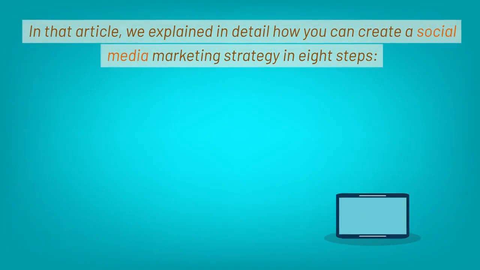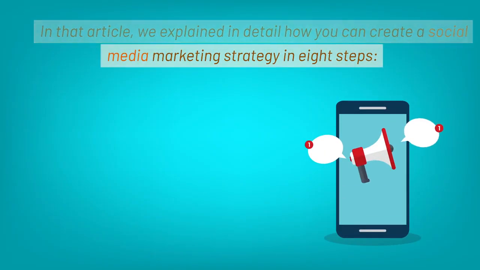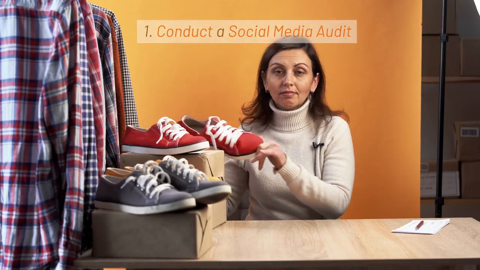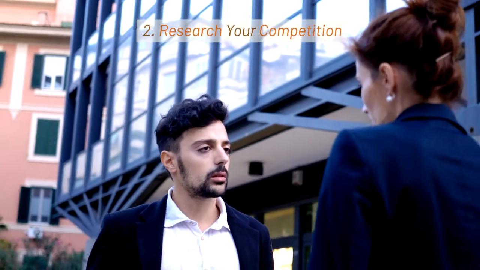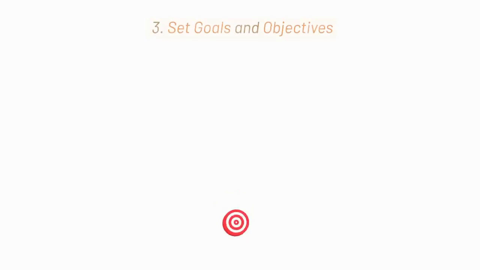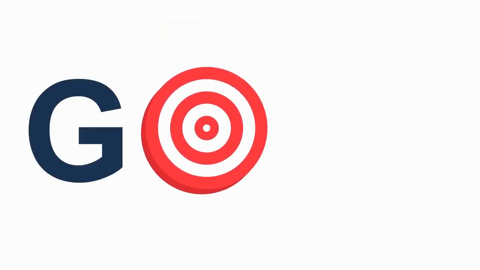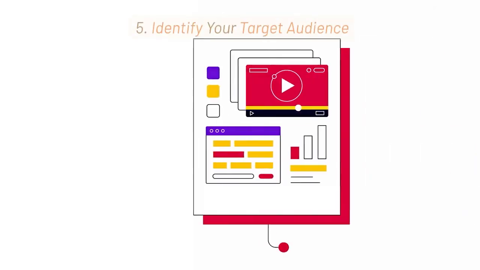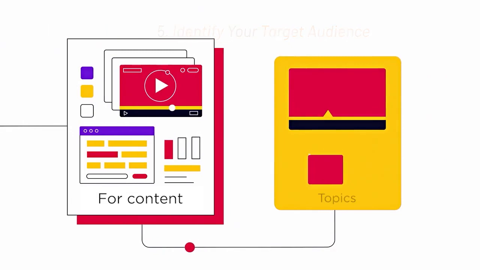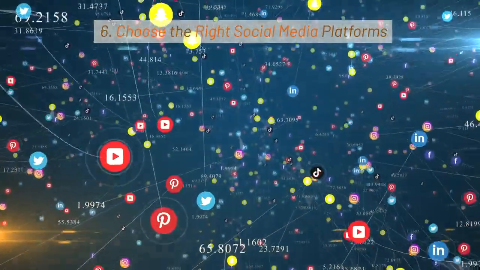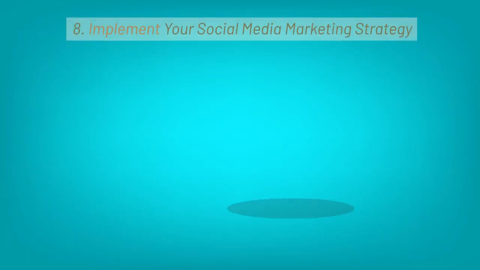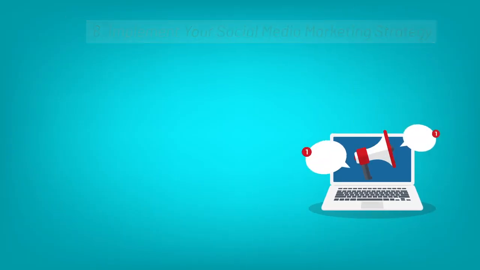In that article, we explained in detail how you can create a social media marketing strategy in 8 steps. 1. Conduct a social media audit. 2. Research your competition. 3. Set goals and objectives. 4. Establish important metrics and KPIs. 5. Identify your target audience. 6. Choose the right social media platforms. 7. Develop a strong social media marketing plan. 8. Implement your social media marketing strategy.